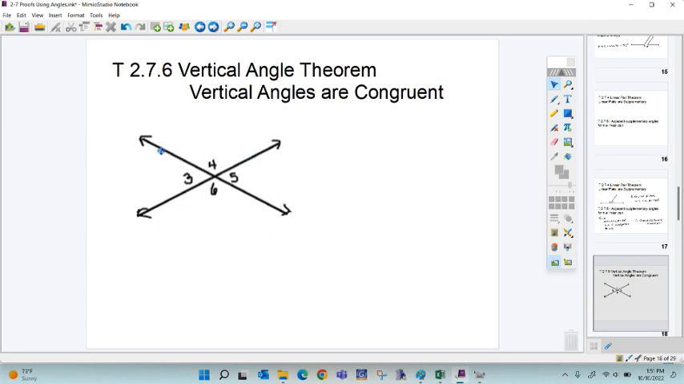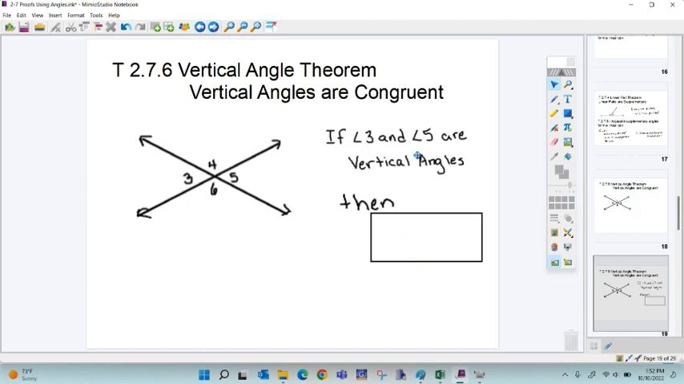The vertical angle theorem is a good one because it tells you that when you have these vertical angles like 3 and 5, those angles have the same measurement. So for example, if this is 50 degrees, this is also 50 degrees. If this is 120 degrees, this is also 120 degrees. You're going to be able to recognize these on pictures and be able to find missing angles. So both of those last two facts are our most important things about them.